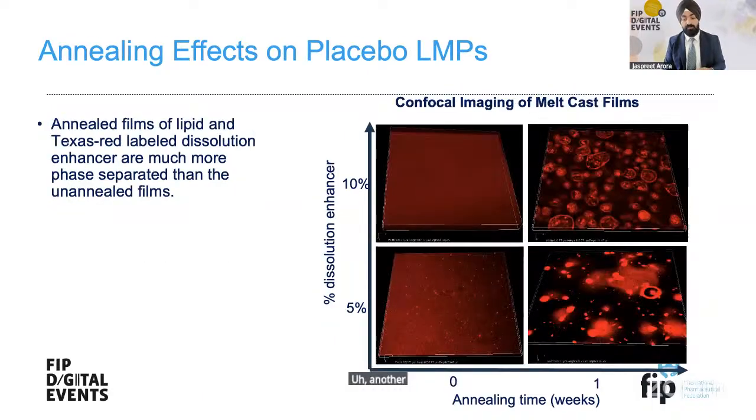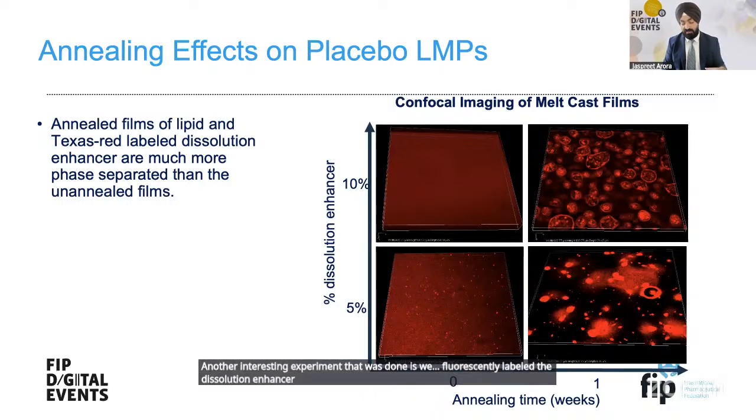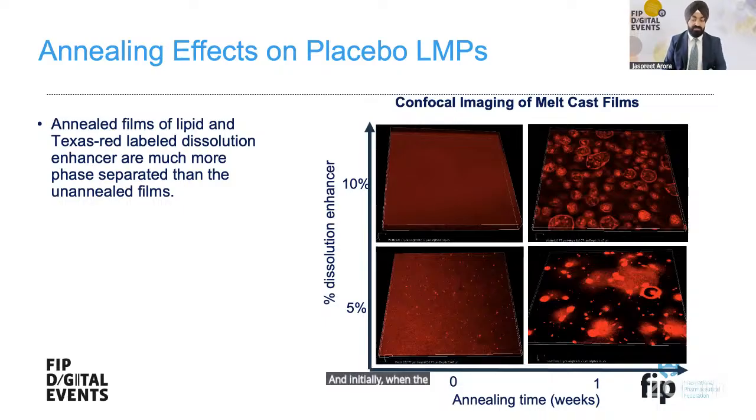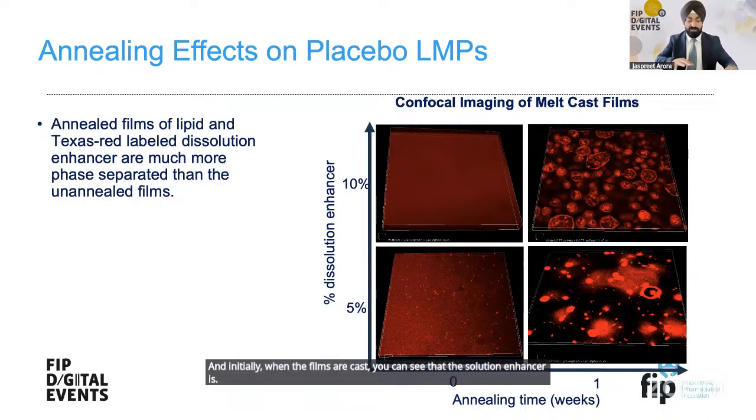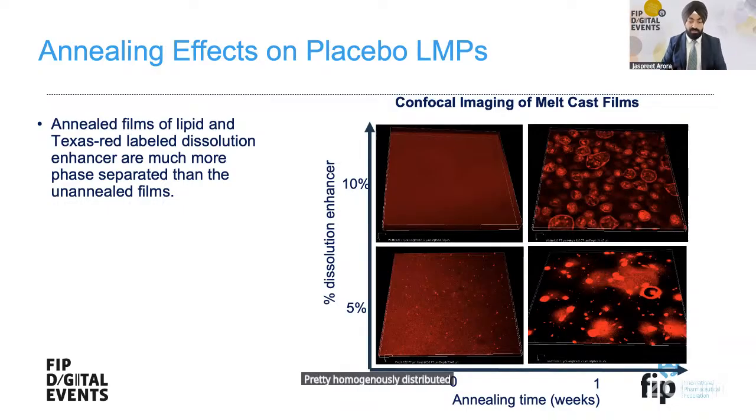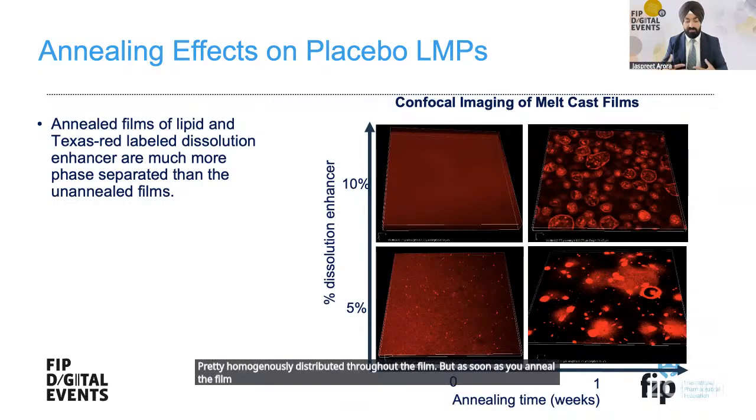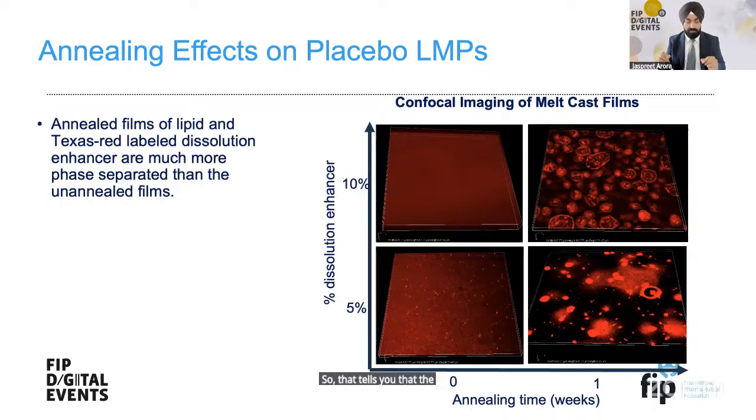Another interesting experiment that was done is we fluorescently labeled the dissolution enhancer, and then we added it to the lipid matrix and made films of it. Initially, when the films are cast, you can see that the dissolution enhancer is pretty homogeneously distributed throughout the film. But as soon as you anneal the film, you see that there is migration, there are changes. So that tells you that the effective permeability of these films, and hence the spherical form of them, will change. And when the permeability changes, you do get a change in the release rate.